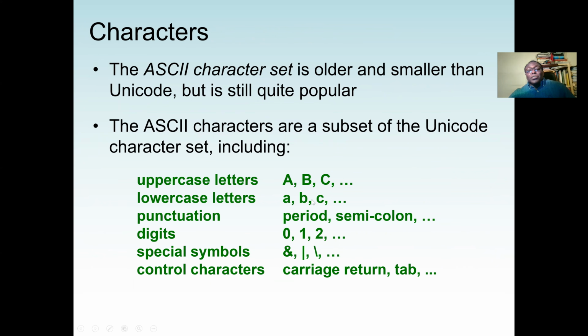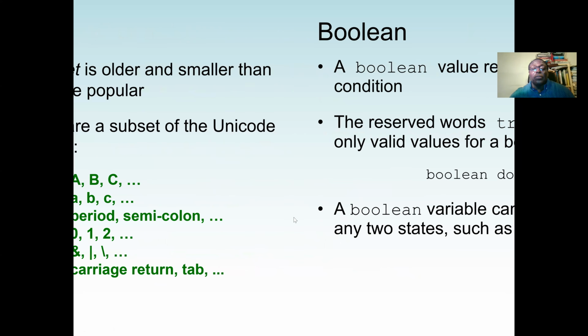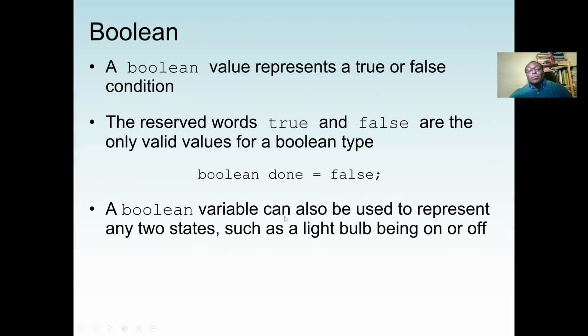So these are different types of characters. We have uppercase, lowercase, punctuation. A digit also can be a character as long as it's in single quotes. The next one is the boolean value. Boolean is more or less like binary numbers, either 1 or 0. 1 is true, 0 is false. So a boolean value represents a true or false condition. The reserved words true and false are the only valid values for the boolean type.